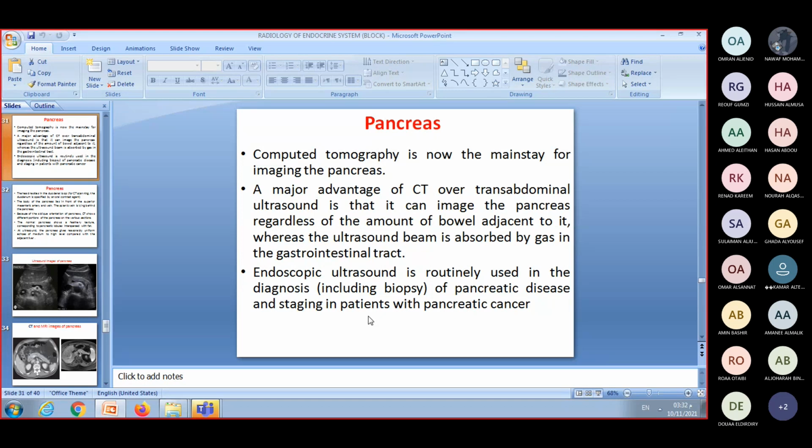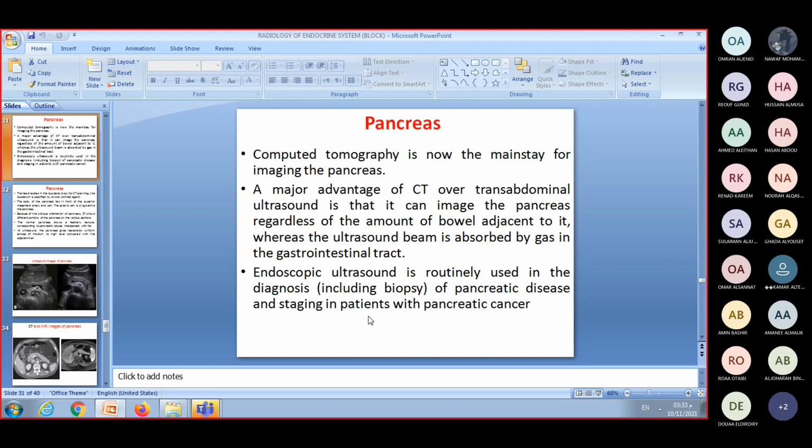So the imaging of the pancreas by ultrasound is not as good. Why is that? Because the sound is not going to reach the pancreas. Sound always needs a medium to propagate. In the technique, we have a probe. We put this probe on the anterior abdominal wall. This sound goes through the anterior bowel.